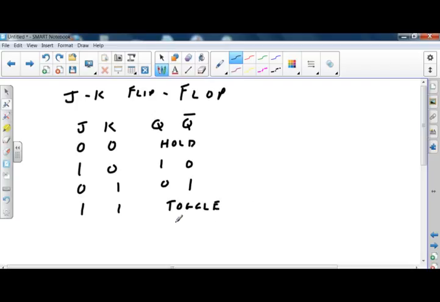So if I had a 1 here, it goes to 0. If I had a 0 there, it goes to 1. So now the 1, 1 is something that is allowed, and I get a toggle associated with it. So a 1, 0, I get a set. A 0, 1, I get a reset. And a 1, 1, I get a toggle. Now I'm happy. I don't have anything that I'm not using.